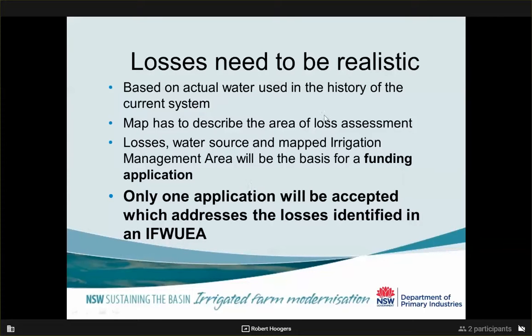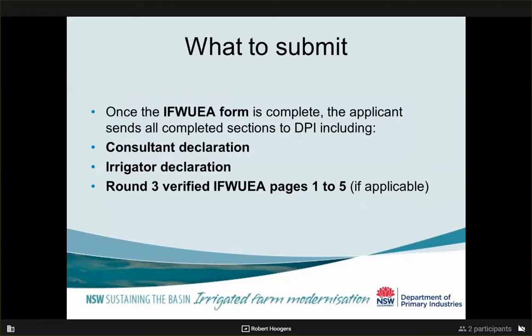So the best way to be realistic is to look at the benchmarks for the industry for those particular crops that you're growing. A map has to describe the area of loss, and that's an important factor as well. Only works will be accepted which address the losses identified in the IFWUEA area, and that mapped area will be the basis for your funding application. Once your form is completed, the applicant sends all sections to DPI. Don't forget all of your consultant declaration and your declarations on the one form.